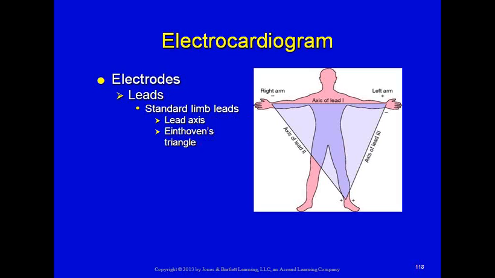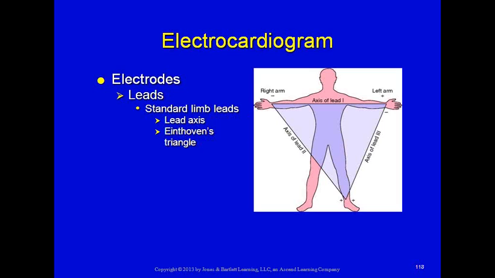And remember, when we're going from a negative to a positive, our complexes should be upright. So typically in lead 1, 2, and 3, our complexes should all be upright. Our P wave should be upright, our QRSs should be upright, our T wave should be upright, and especially lead 2, the axis of lead 2. You can see going from the right arm to the left foot, that's the direction the electricity flows in the heart.